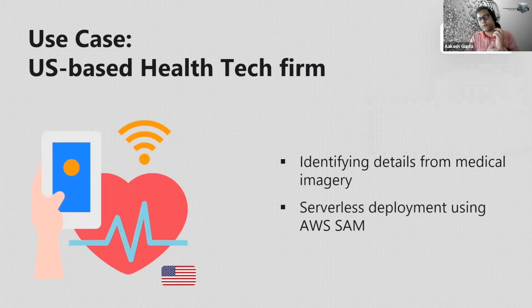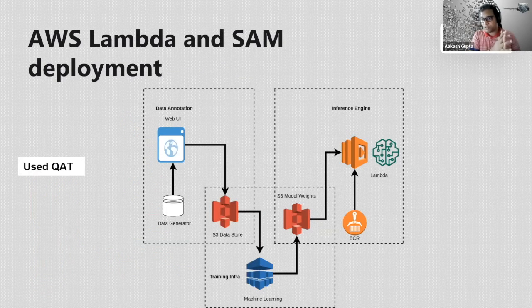Another use case is a US-based health tech firm. They wanted to identify certain data from medical imagery, and they had built a pipeline using AWS Rekognition. But then they learned that their POC was not working as per their requirement. So we did some research and identified that the reason was that the models were not trained on that specific type of data. So we trained an entire model for them and deployed that as a Lambda function.